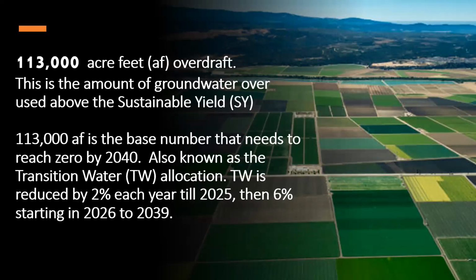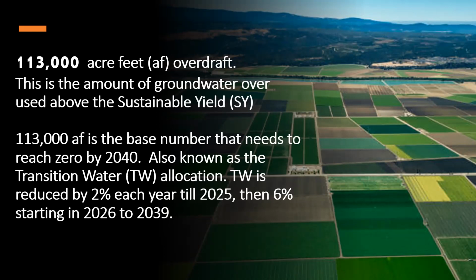Now here's where it starts to get really interesting. It's what's called a transitional water allocation. So that is that it's at 113,000 acre feet that is being overdrafted. That is over the sustainable yield. And that overdraft is dropping the groundwater table each year. So we need to get that to zero in this GSA. That 113,000 needs to get to zero by 2040.